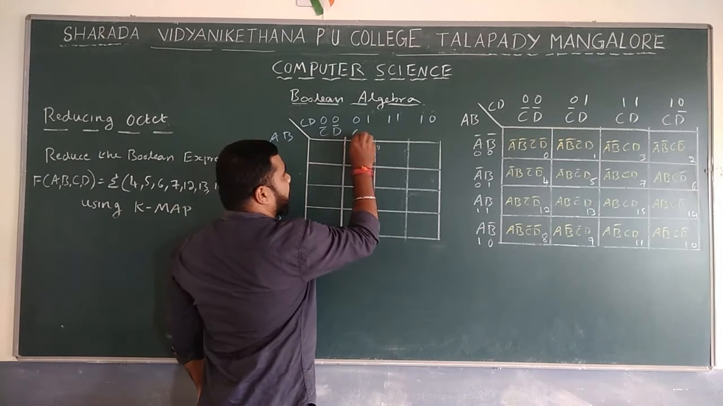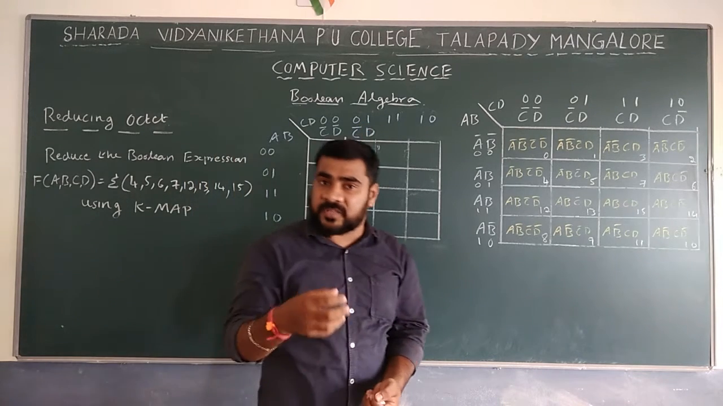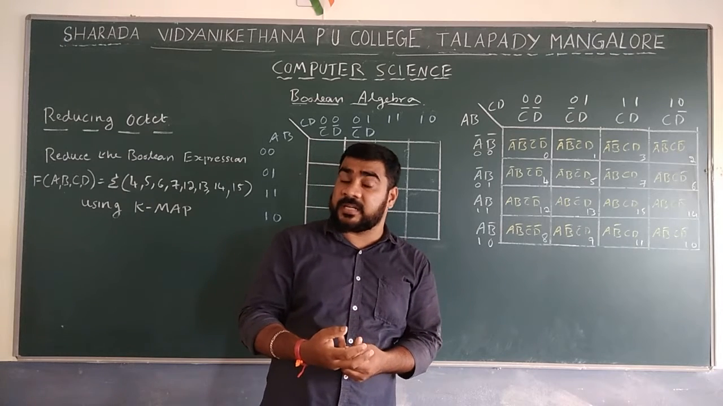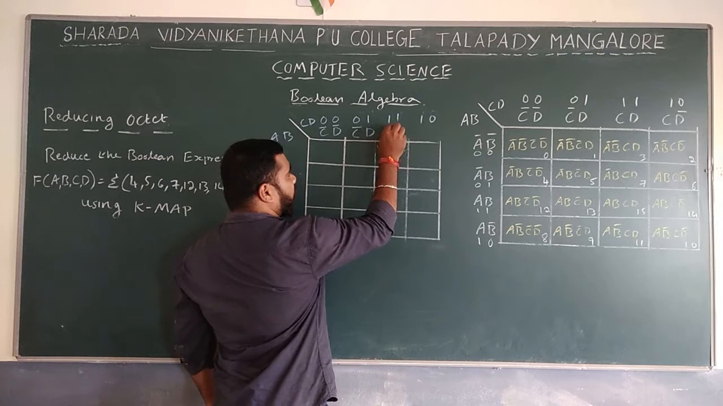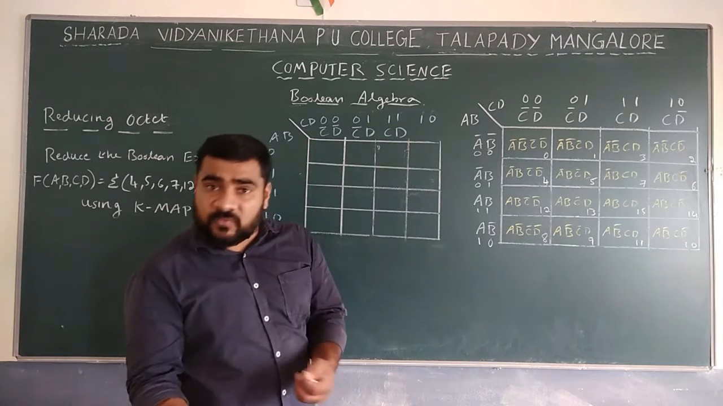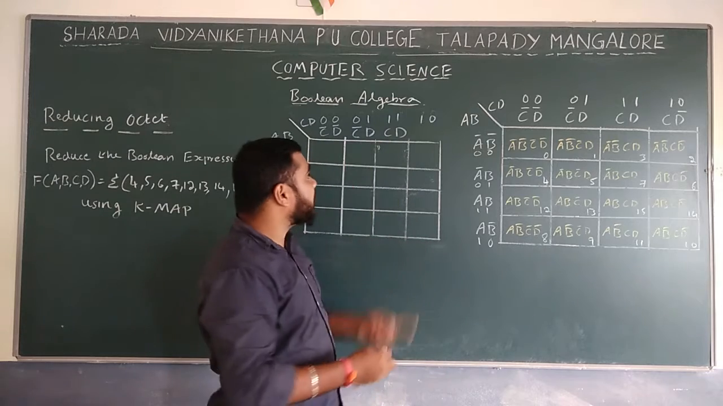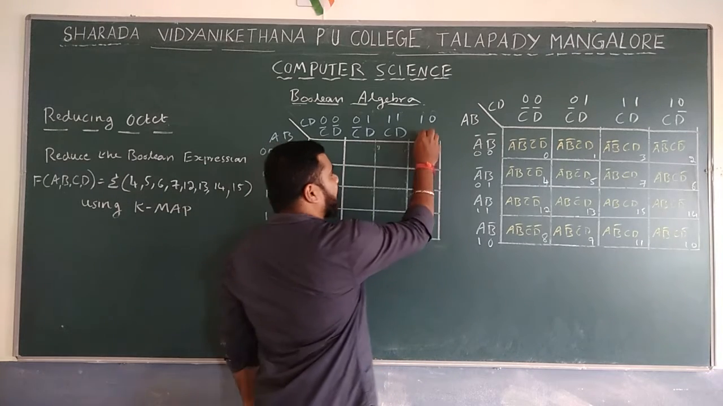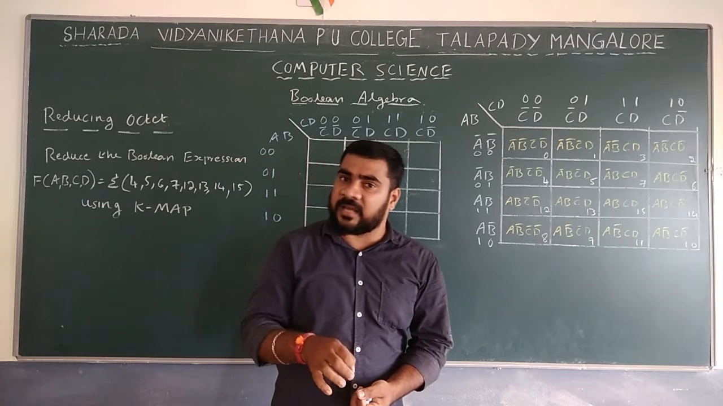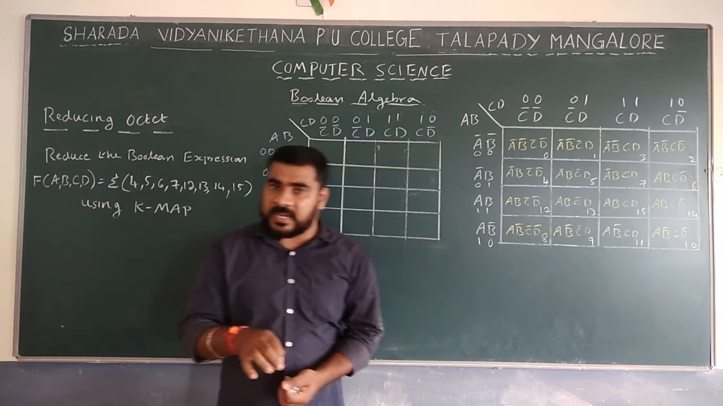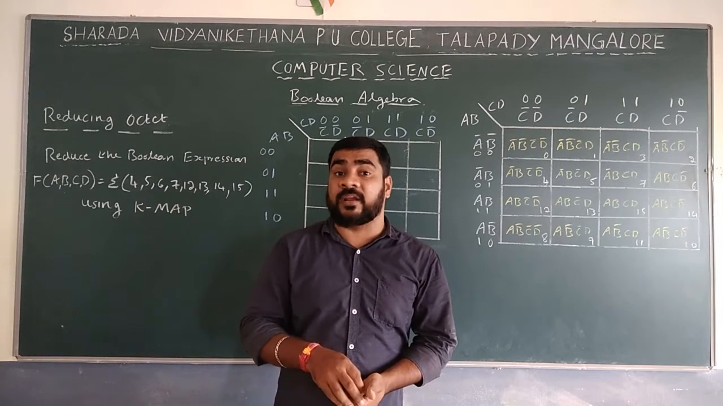The next one is C dash and D. Why C dash and D? The first value is 0, so the variable should be inverted, C dash. The next one is 1, so normally we write D. Then 1, 1: both values are 1, so we write C and D. The last one is 1, 0, which means C and D dash. Why D dash? C is a normal term, and D dash because the value is 0. Whenever the value is 0, we write it in the D dash or inverted form.